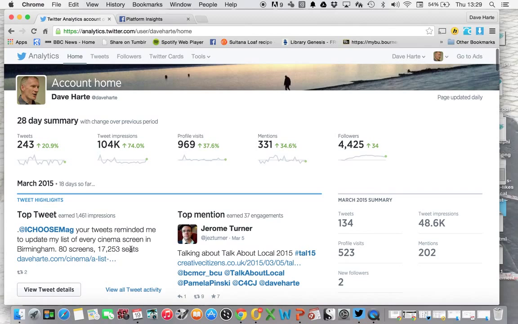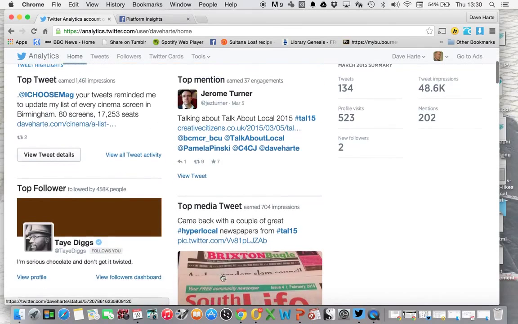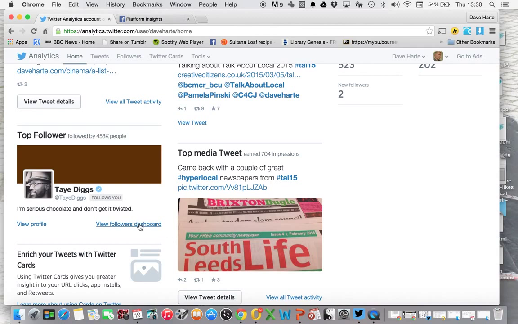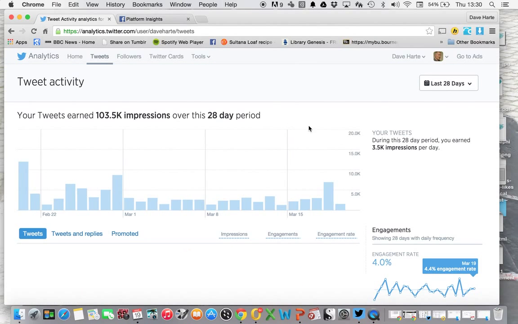So let's have a look at what else is here. On each of these, it says you can look at all tweet activity. You can view the tweet that was the top mention, and you can view those individual tweets. You can view the followers dashboard, but you can also do that from up here. On the top line here, it says analytics, home, tweets. So let's have a look at tweets.